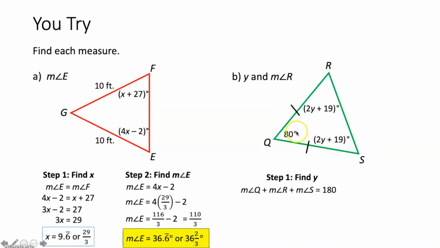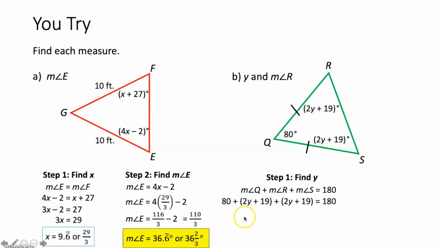Now I can substitute what I know those things are equal to. The measure of angle Q is 80 degrees, that goes in here. The measure of angle R is 2y plus 19, that goes in here. And the measure of angle S is also 2y plus 19 because it's an isosceles triangle. And by the isosceles triangle theorem, if the two sides are congruent, the two base angles must be congruent. So I plug those into their respective spots, and now I can solve for y.